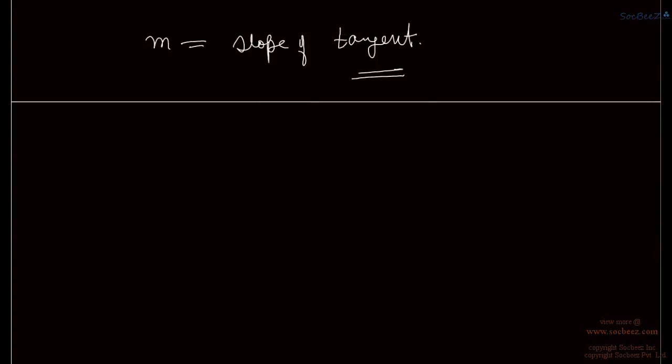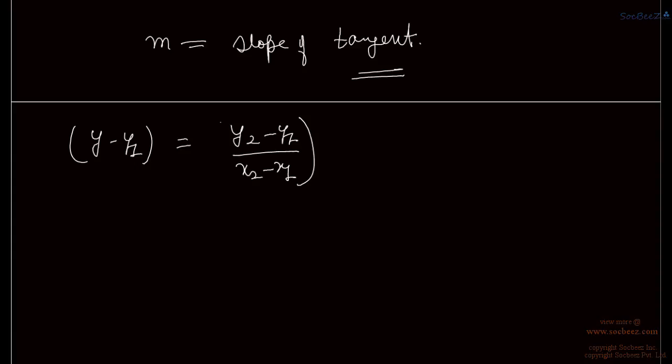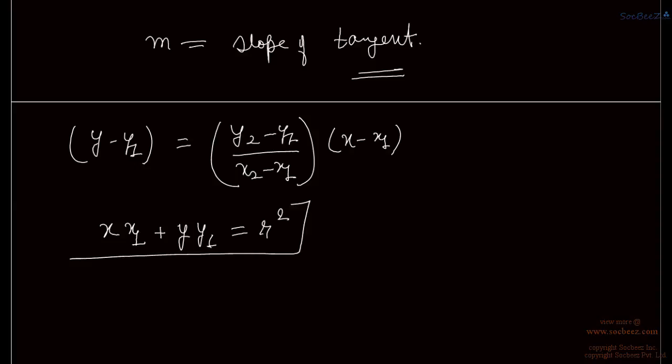And thus we can write the equation of a tangent to a circle by using the equation y minus y1 is equal to slope, which is y2 minus y1 upon x2 minus x1, into x minus x1. So if we substitute the value of limiting slope, we will be getting the equation of tangent as x x1 plus y y1 is equal to r square, for standard form.